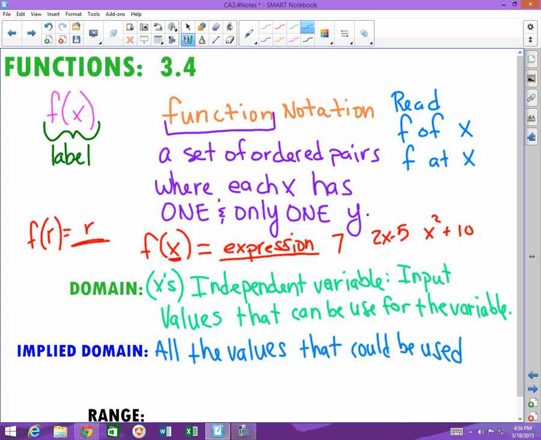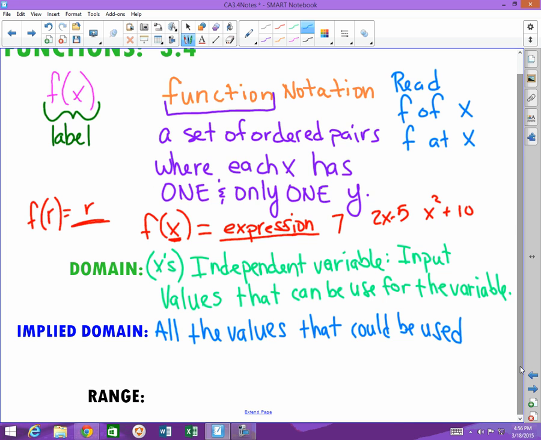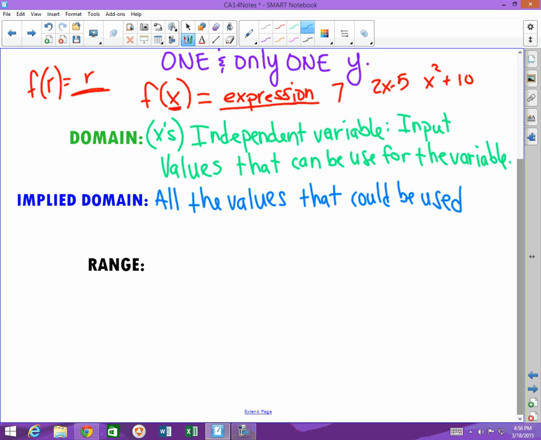A lot of times the domain is going to be all real numbers. Not always, but quite a bit of the time, I think, with the ones you're going to deal with. And then the implied domain means that if it doesn't give you a specific set of values to use, then you got to figure out all of the ones that you could possibly use. And we'll go over an example of that in a little bit.